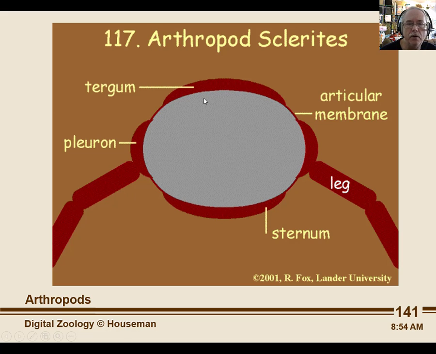molted for the animal to grow, right? And think about these individual plates here, the tergum on the dorsal part of the animal and the sternum down below here, along with these pleuron here, or pleurites, okay? And there can be bending and movement of these plates in certain areas that are thinner, like this here, articular membrane.